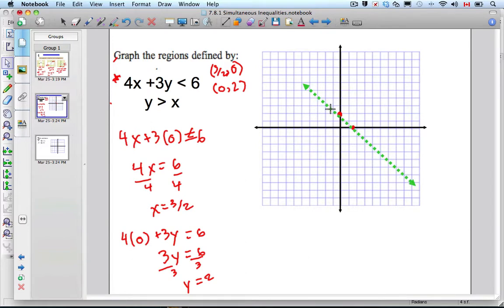Nice. Well done. Now let's go to the next one. How about the shading part? Do we want to shade it? For what part are we going to eliminate? Which one do we want to throw away?